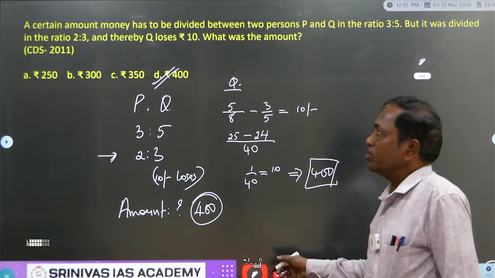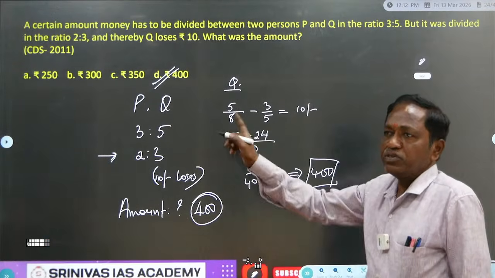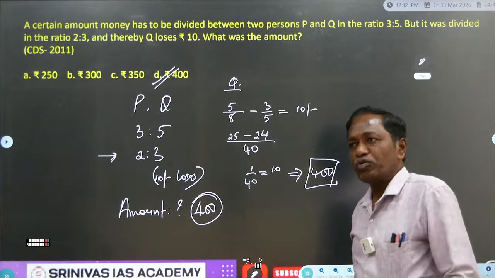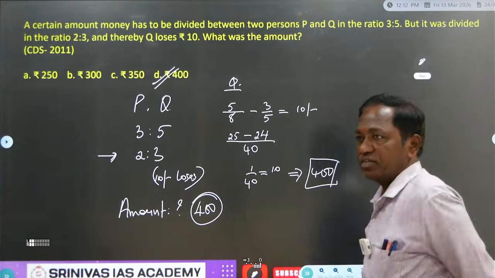He's asking the amount. The amounts are given. Every option you can check that. Only thing is it takes more time. That's all. Little more time. If this is not possible, that can be done. That's the only way.